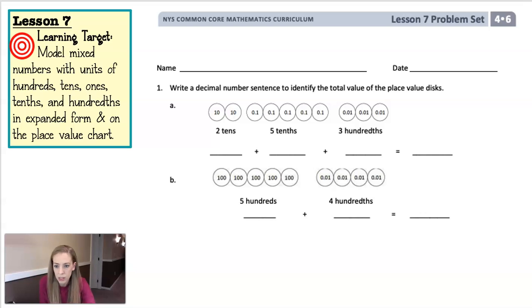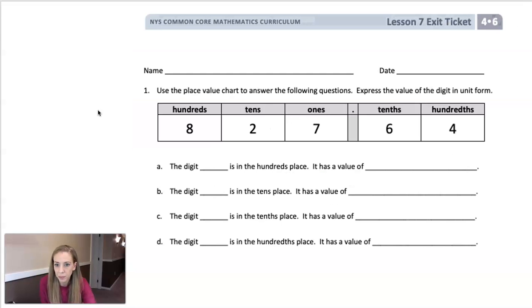The other one they wanted is on a place value chart. Okay, so we did these with place value into the millions. This time we're just going the other direction on the other side of the decimal point. So these are pretty simple. It just says use the place value chart to answer the following questions. Express the value of the digit in unit form. So the digit, what number is in the hundreds place?